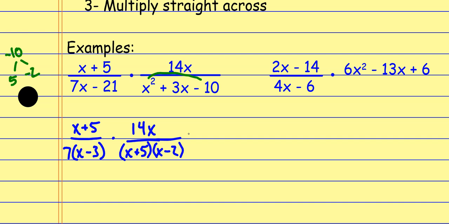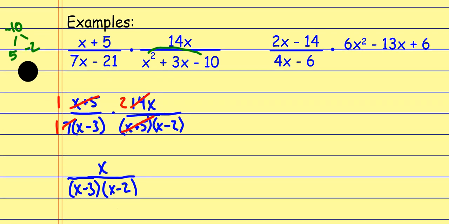Now I start reducing and canceling out common factors. So like here, the x plus 5s cancel out. Here, the 14 and the 7 reduce to a 2 and a 1. And I think that's it. So now I multiply, and notice what I'm left with here is a 1 up top. So I multiply straight across. That gives me an x in the numerator. In the denominator, I end up with an x minus 3 and an x minus 2. And we could multiply that out, but I'm going to let you leave it in factored form here. So we can just leave it in factored form, and that's it.